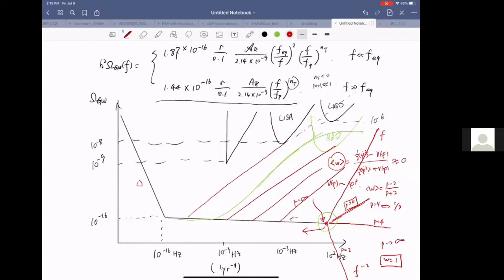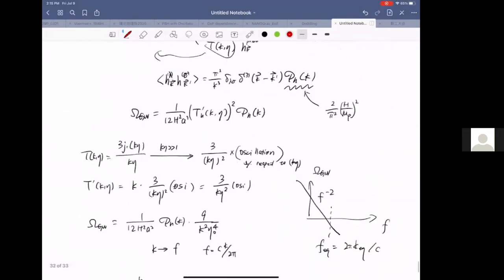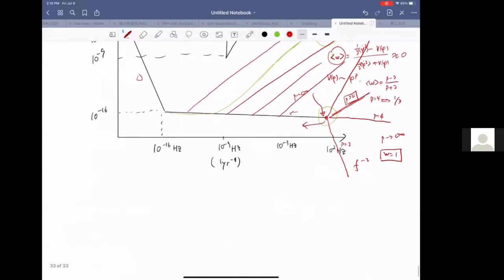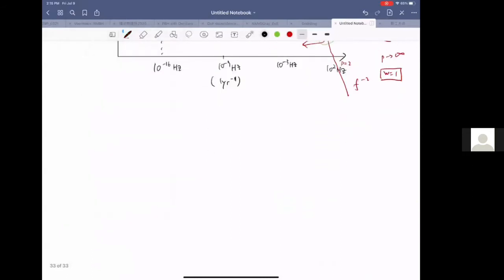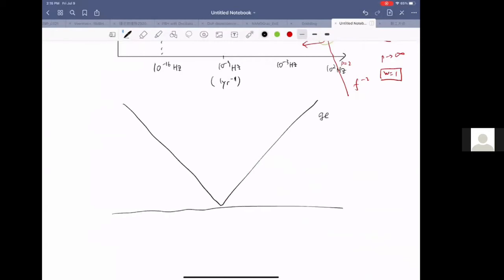Actually, in some sense, this is basically the same thing. Let me just draw a new figure. So in this figure, I'm talking about this mode. But if you have an oscillatory feature, then it's something like this. You always have such kind of mode, right?